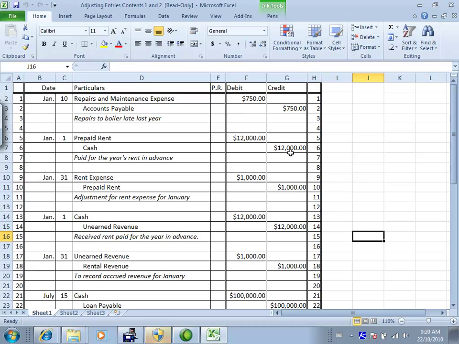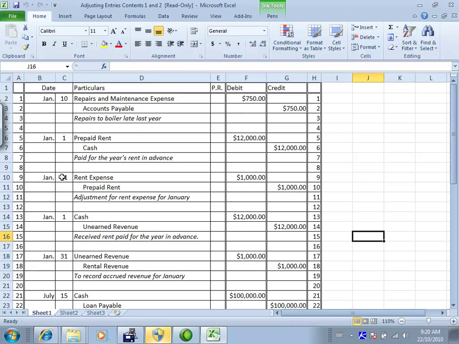Now this has to be cash. This could not be accounts payable because something isn't prepaid if you haven't paid for it. So this would have to be cash. So this $12,000 prepaid rent account is really just a tally of how much rent the company has paid in advance. And then each month as you go through, they're paying $1,000. This $12,000 is $1,000 a month for 12 months.